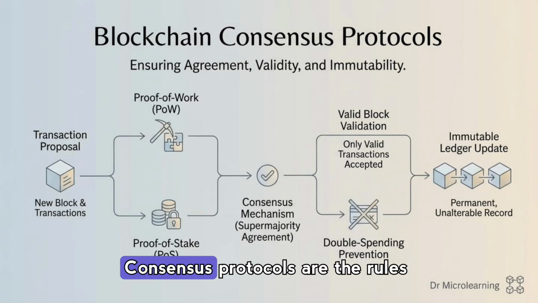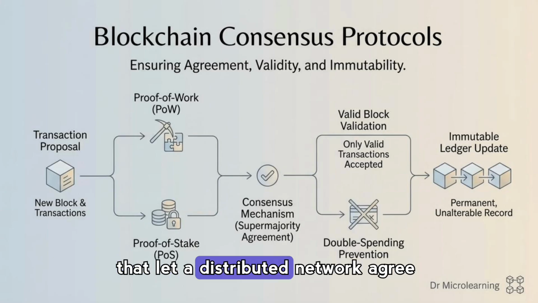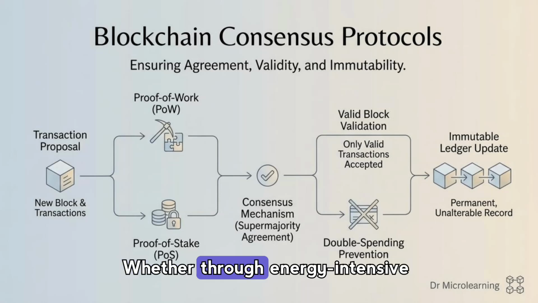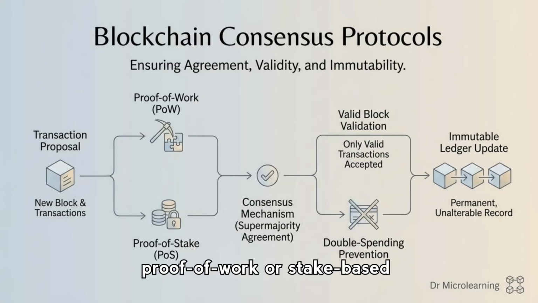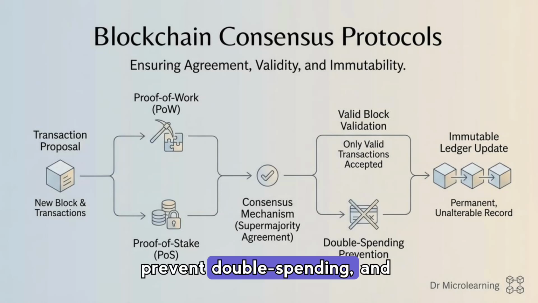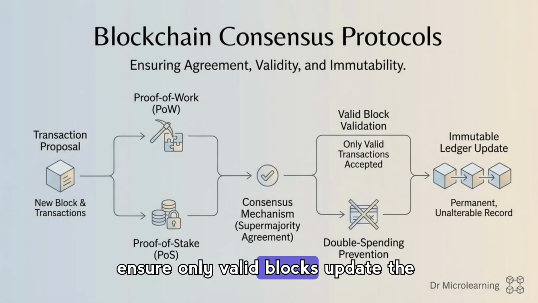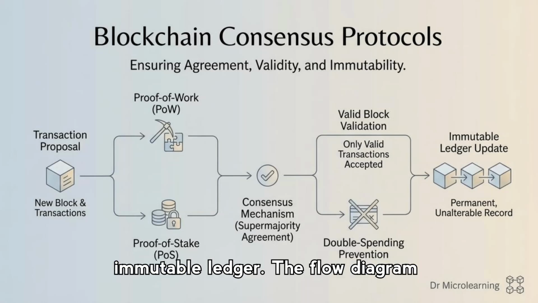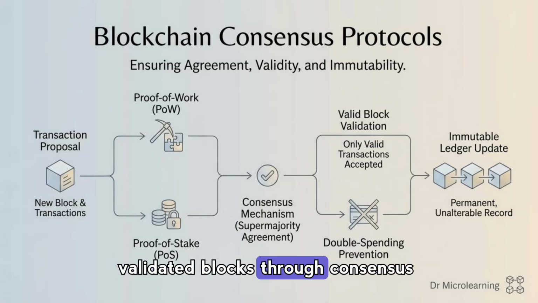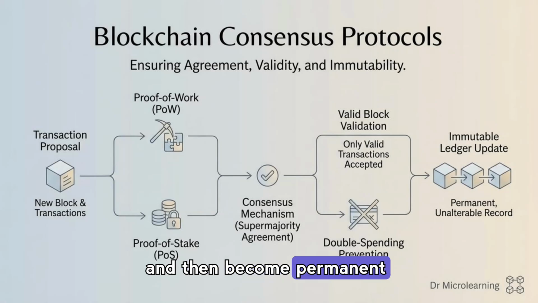safeguards. Consensus protocols are the rules that let a distributed network agree on which transactions are valid. Whether through energy-intensive proof of work or stake-based proof of stake, these mechanisms aim for supermajority agreement, prevent double spending, and ensure only valid blocks update the immutable ledger. The flow diagram shows how proposals become validated blocks through consensus and then become permanent records.